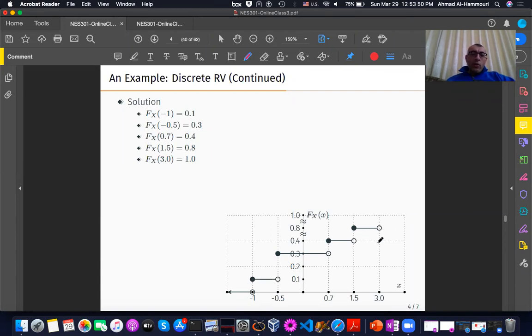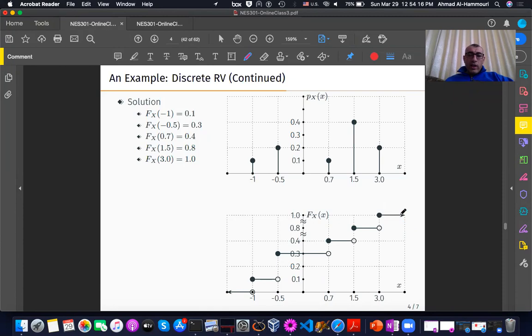up to 3. What's f of x of 3? It is exactly 1, okay? It is exactly 1, and it will stay 1 up to infinity. And I have here the arrowhead. It points up to infinity. Any point from here to infinity, the f of x is 1 because I have no points in this interval, after the 3, as you see, okay?